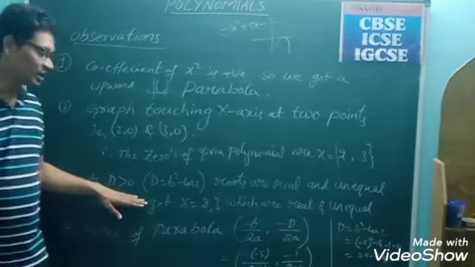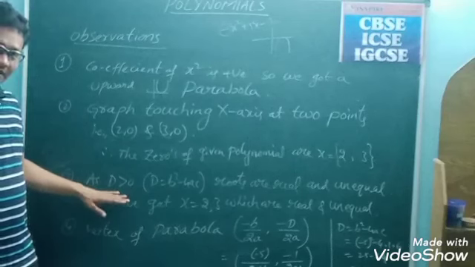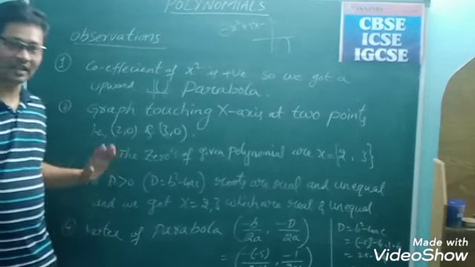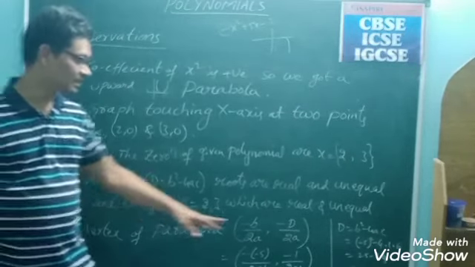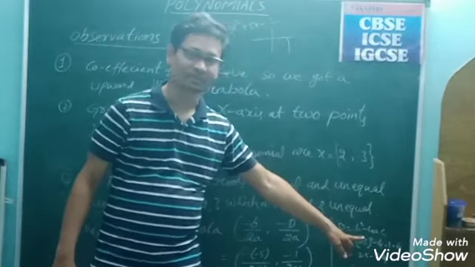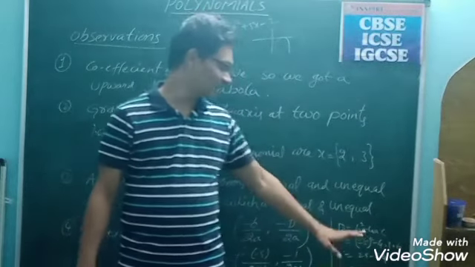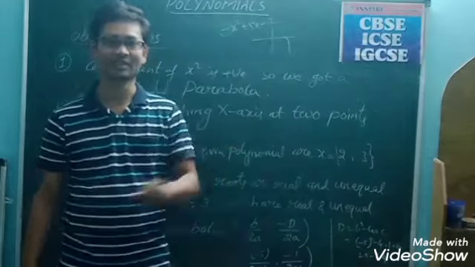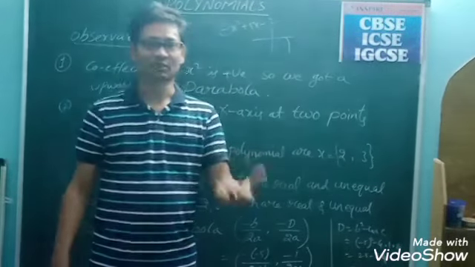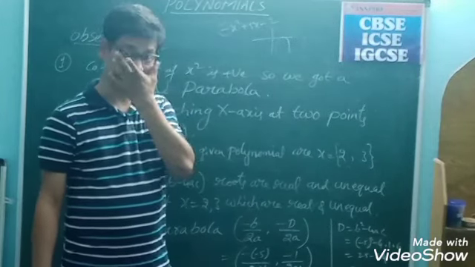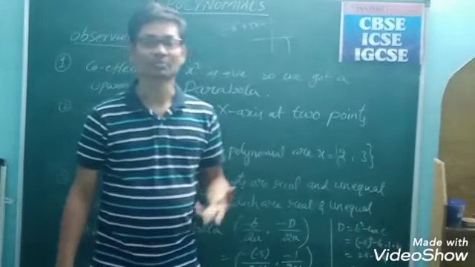Now, coming to the third observation, it is about the discriminant. The discriminant of any quadratic polynomial, we consider it as b square minus 4ac. This is actually used for finding the nature of the roots. So without actually finding the roots or the zeros, we can guess what type of zeros we may get.